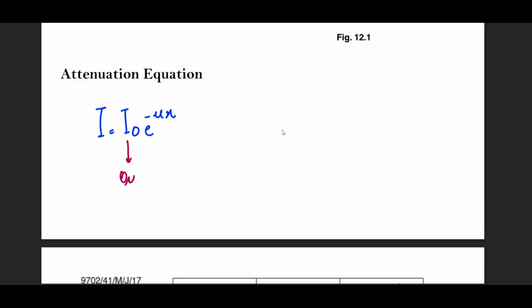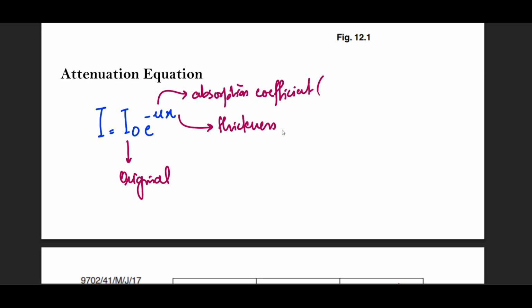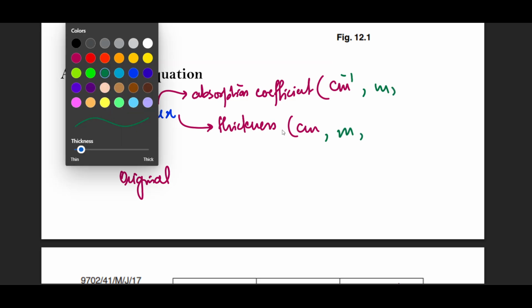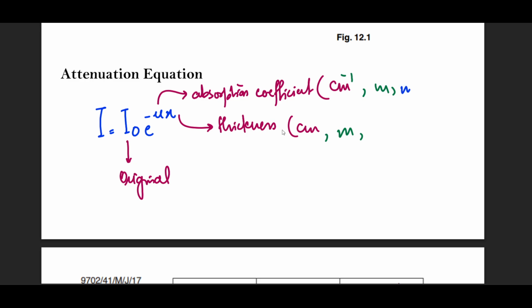So I naught is the original intensity or the original radiation that is being received. Mu is the absorption coefficient, exactly like X-rays, exactly like ultrasound. And x will be the thickness. Make sure that the units, let's say if this is in centimeters, this should also be in centimeters, although primarily the absorption coefficient is centimeter minus 1. If this is in meters, then this should also be in meters. And if you're dealing with millimeters, then of course, it has to be in millimeters. So if this was millimeter minus 1, then this would also be millimeters. You have to make sure the units are the same. You can't change the unit of the absorption coefficient, but you can change the prefix of the thickness.